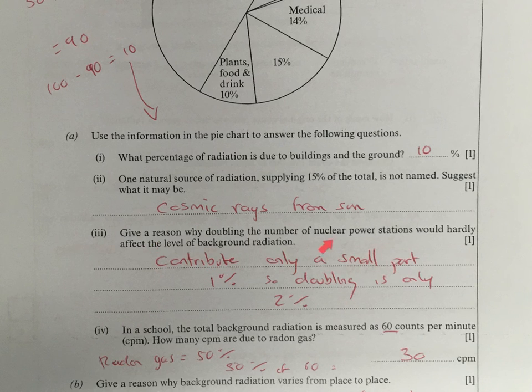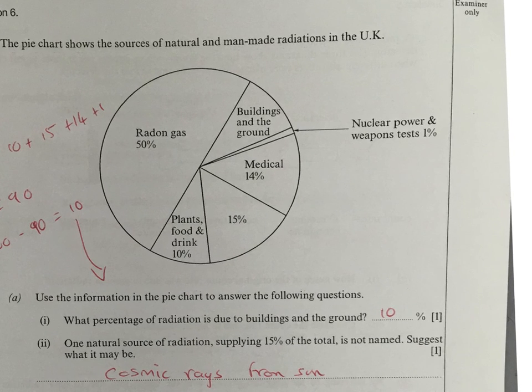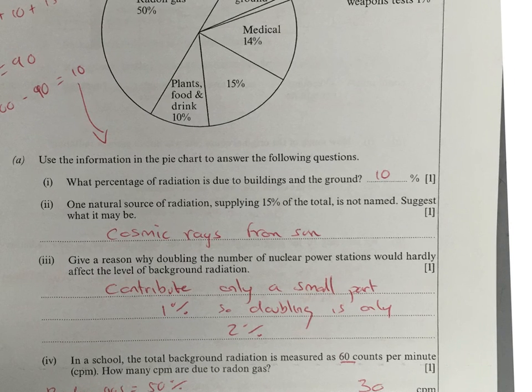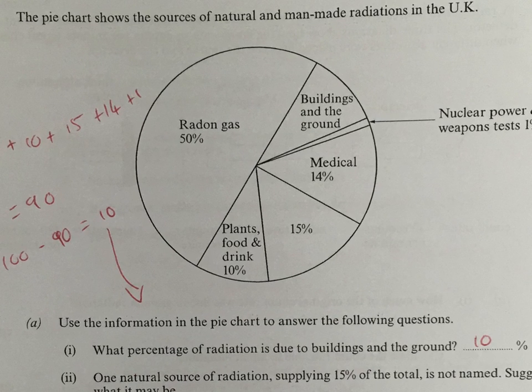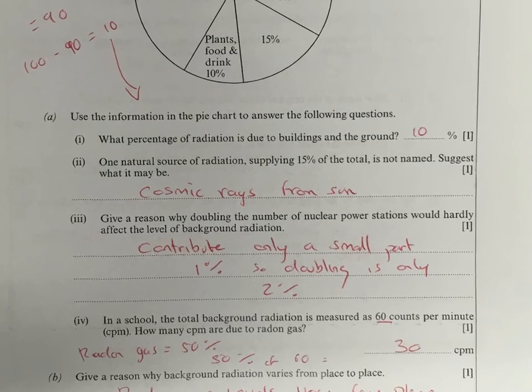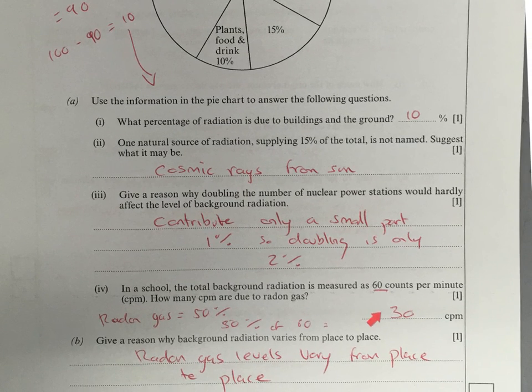Give one reason why doubling the number of nuclear power stations would hardly affect the level. Well, it's only 1% if we just look at it. So there it is. Look, it's 1%. So if you were to double that, it just goes to 2%. So for 1 mark, you just say, well, it's not going to have any effect at all because it's only contributing a small part. Then it says we've got 60 counts there per minute. But how much is due to radon gas? Well, radon gas is 50%. So I guess I need 50% of the 60, which is half. So that's 30 counts per minute.